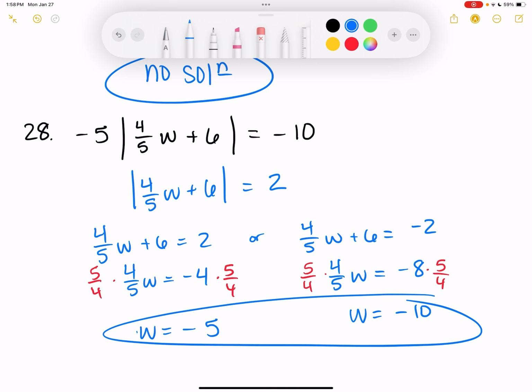What do we get? W equals negative 5 or w equals negative 10. We agree? Good. So we divided by negative 5, which gave us a positive 2 on that side, so I could proceed on this one. Then we did 2 separate problems: 4/5 w plus 6 equals 2, or that stuff equals negative 2. We needed to subtract the 6 and then multiply by 5 over 4. So we got w equals negative 5, w equals negative 10.